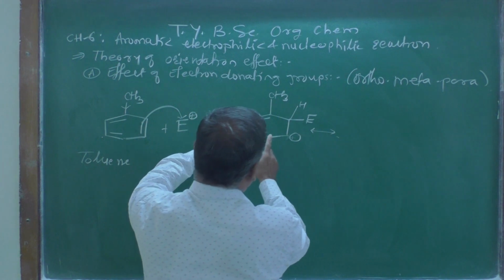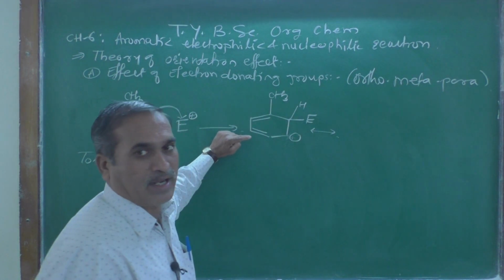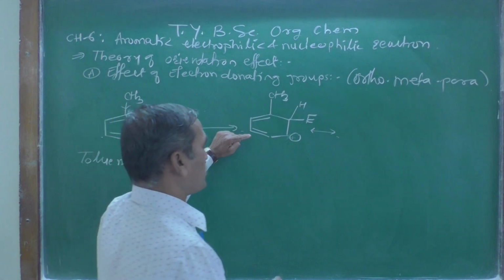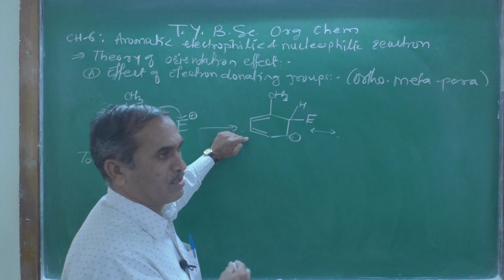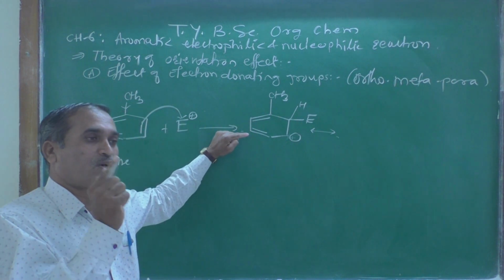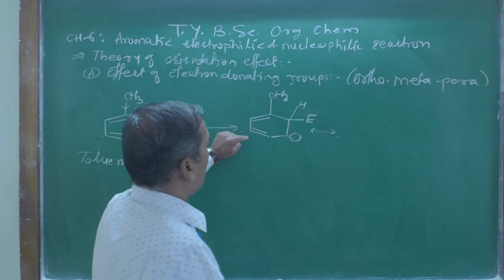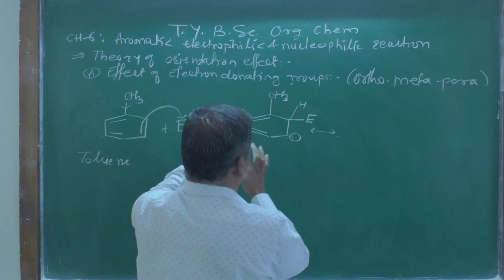And now look at here, and this double-headed arrow indicates the resonating structure. And what is a resonating structure? What are the conditions or the rules for resonance? You already learned this in your previous classes.